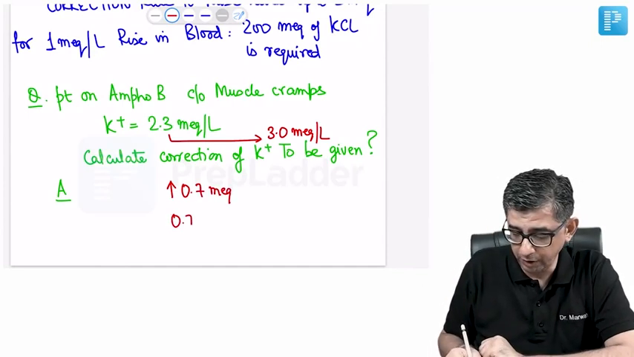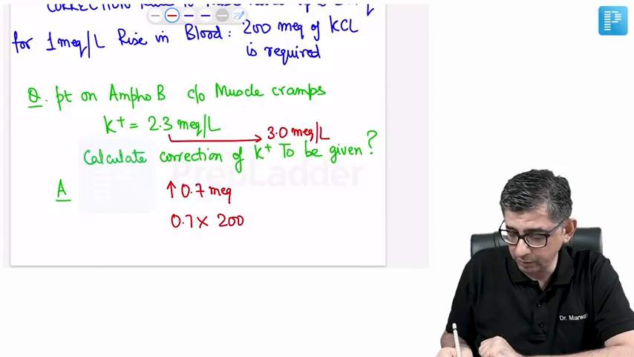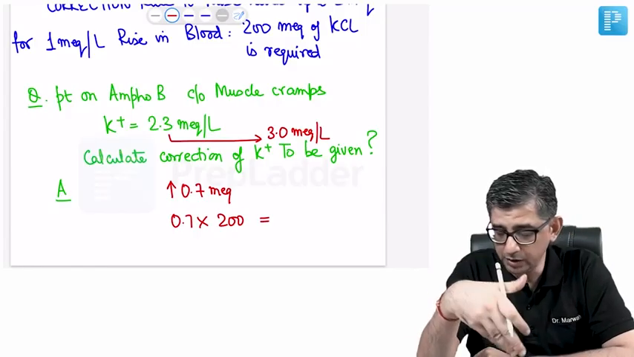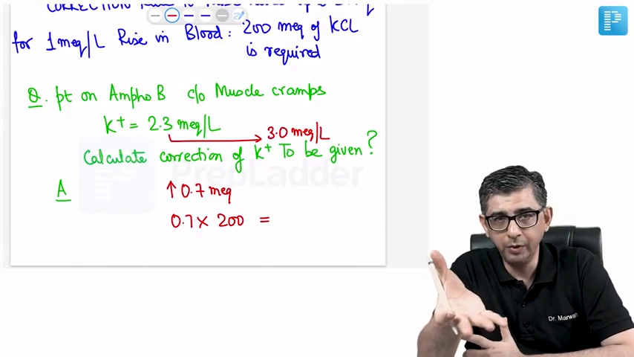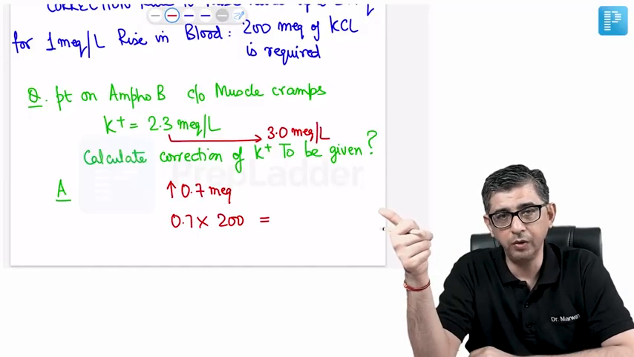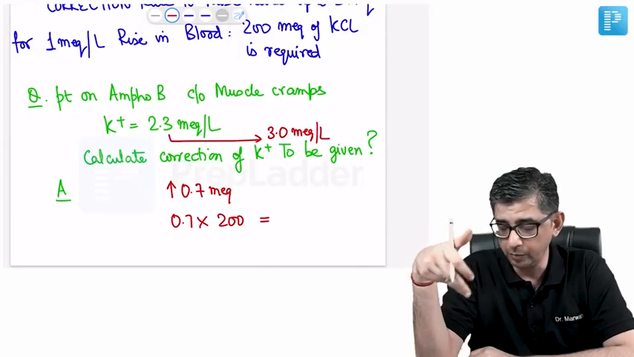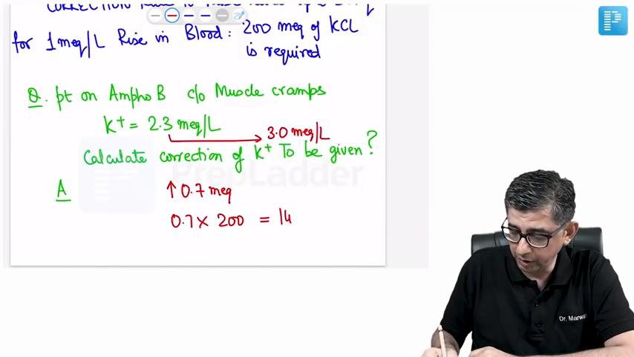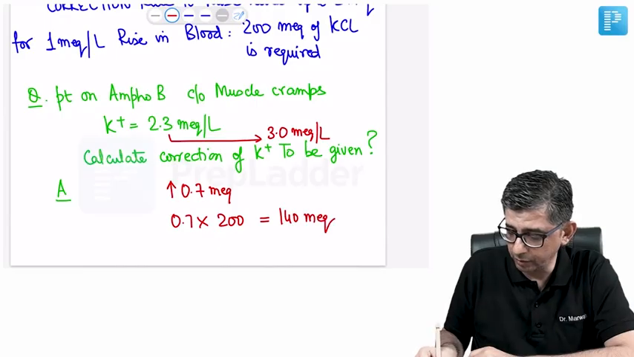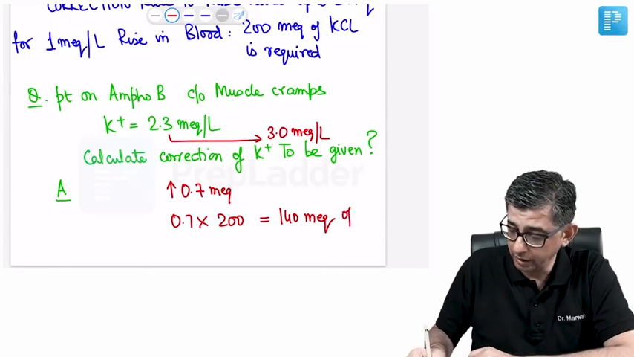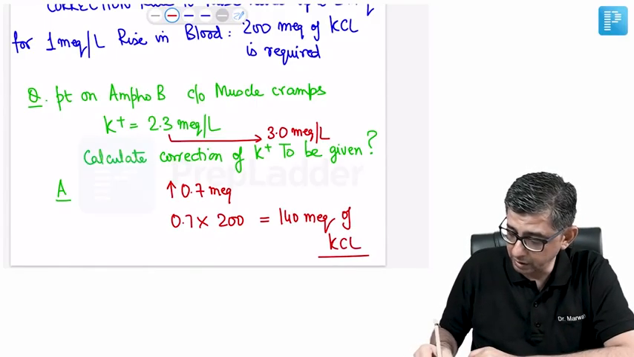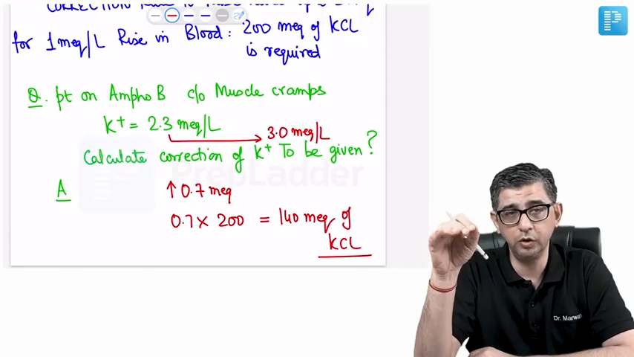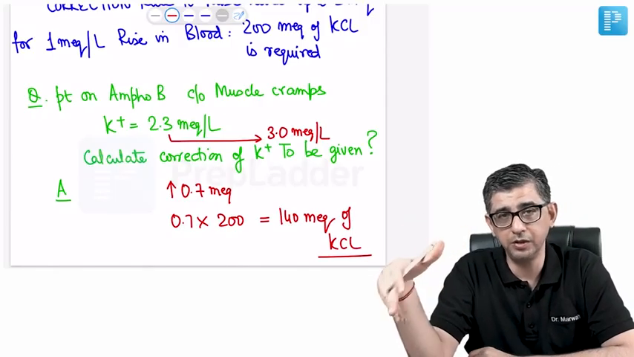So the formula that I will use is a simple one-step multiplication, that is 0.7 into 200. Elementary. For 1, I need 200 milliequivalents of KCl. For 0.7, I'll multiply this, and the requirement in the patient would be 140 milliequivalents of potassium chloride to be administered to the patient over 24 hours. This is the total correction that would be required in the patient.